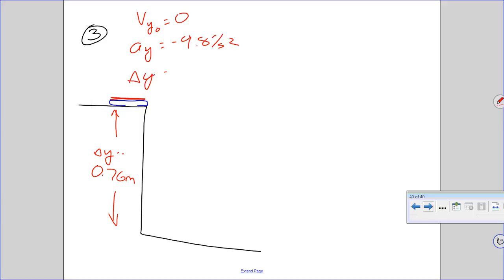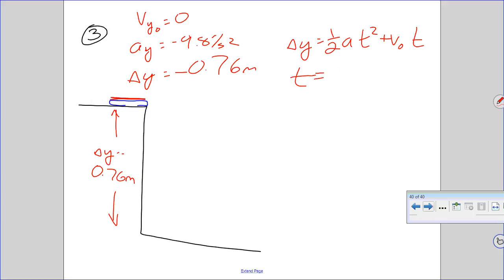I know that my displacement vertically is negative 0.76 meters. So I ought to be able to use this to find the time, right? Does that make sense? So if you solve for time, you get, this is chapter 10, number 3. Oh, look at all the smiley faces I drew on this one. All right, so 0.394 seconds. So that's how long it's going to take the toast to fall.